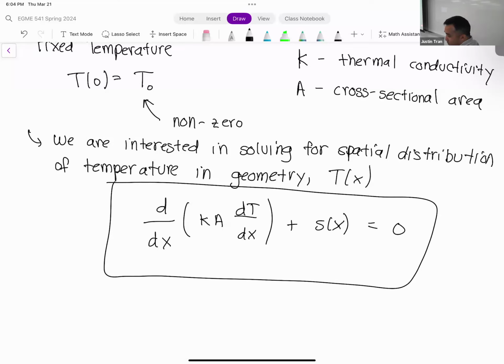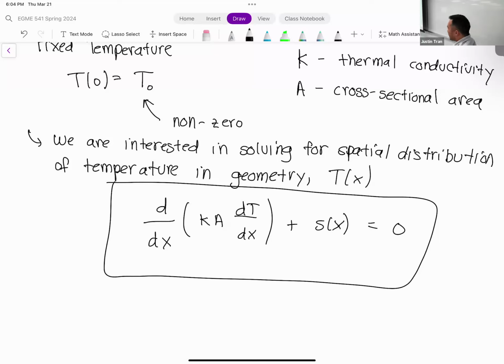So mathematically, if you compare this to our 1D elasticity equation, this is mathematically identical. The only difference is that instead of solving for U, we're solving for T. Instead of the Young's modulus, we have a thermal conductivity K. The area, oddly enough, makes an appearance in both equations. And instead of a body force term, we have a thermal generation term.